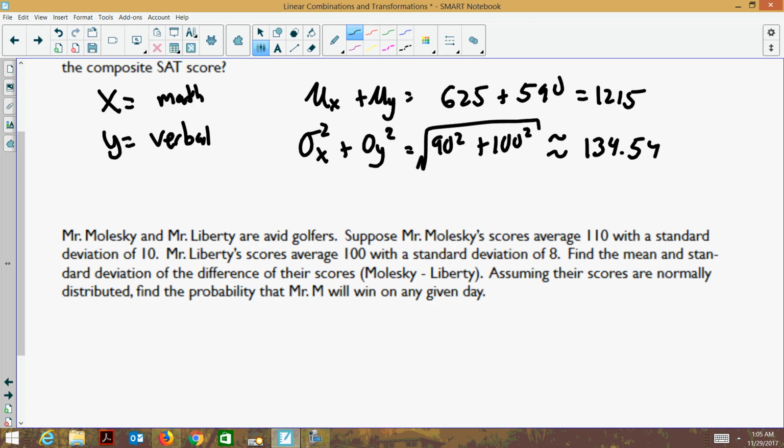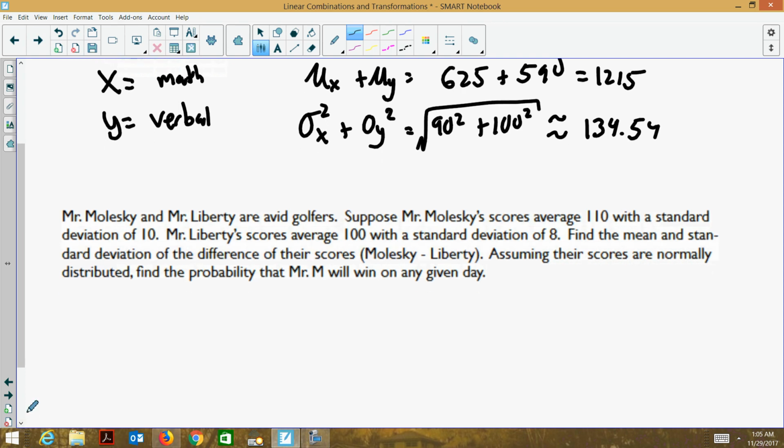So we have two golfers here. Mr. Molsky scores average 110 with a standard deviation of 10. Mr. Liberty scores average 100 with a standard deviation of 8. Find the standard deviation of the differences. So assume that they're normally distributed, which means that they're independent. So again, we can just subtract the differences. So their difference is 10.